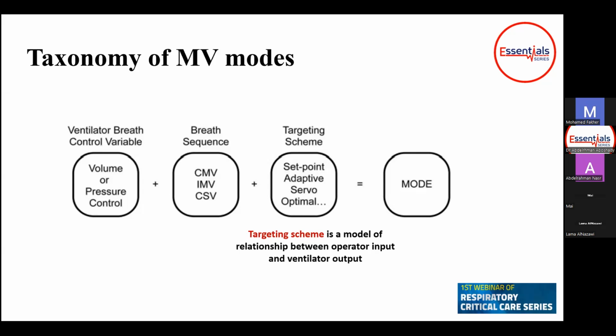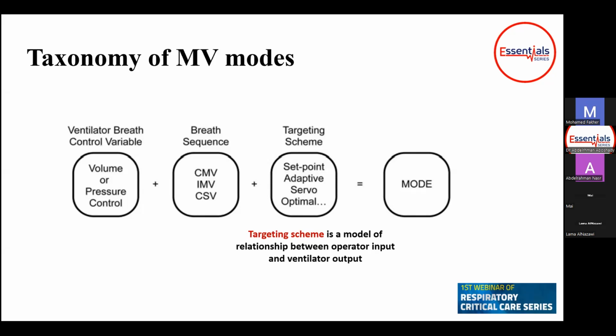What is a set point targeting scheme, or operating model, for a ventilator? It's just that the operator, the doctor or the RT, sets all the parameters of the waveform. He sets the volume directly and the flow directly by numbers, and that's the volume and flow that comes out. Or he sets the pressure and the inspiratory time in pressure control mode, and that pressure is delivered by the ventilator without any change.